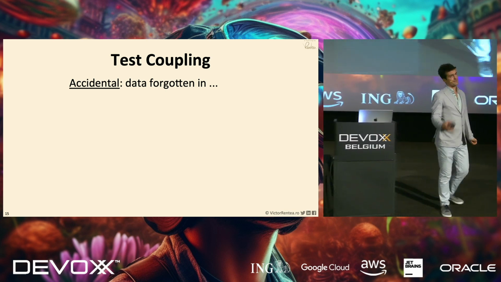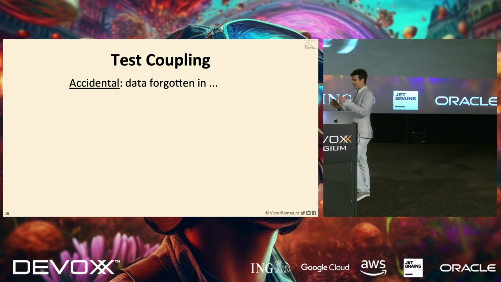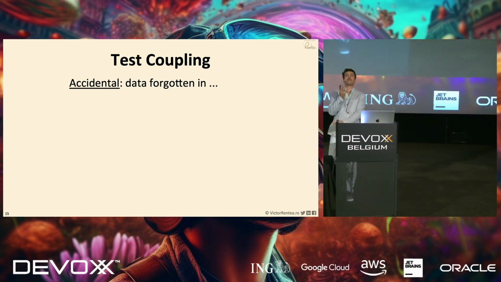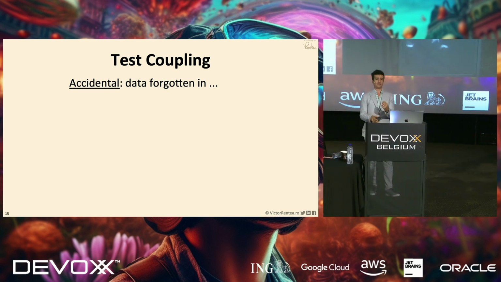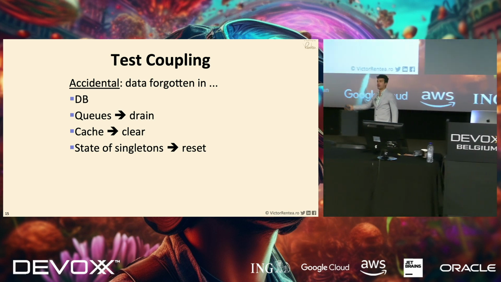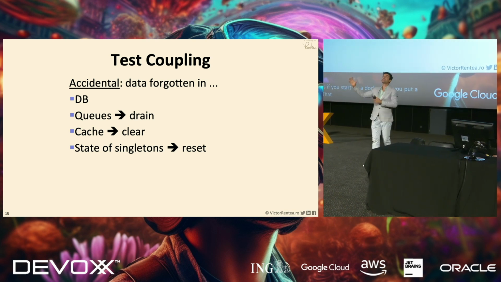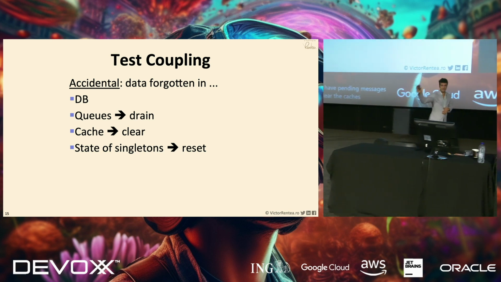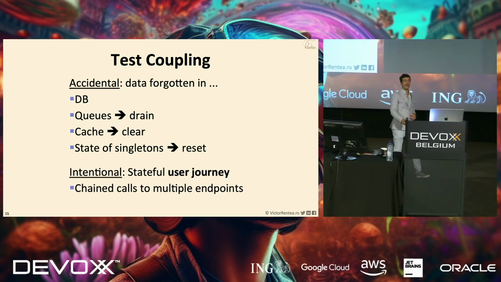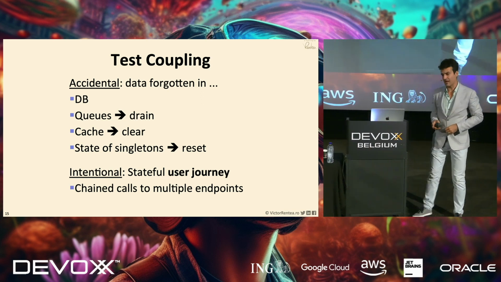This means test coupling, and this is accidental, because I did not plan for it. It just slipped through my fingers, and one row from the first test came to the second, in the database. But it can happen also in queues. If you start up a Docker container with a Rabbit in it, that Rabbit might have pending messages, and you need to drain the queues, or clear the caches, or reset the state if you have it in singletons. But that's accidental test coupling.